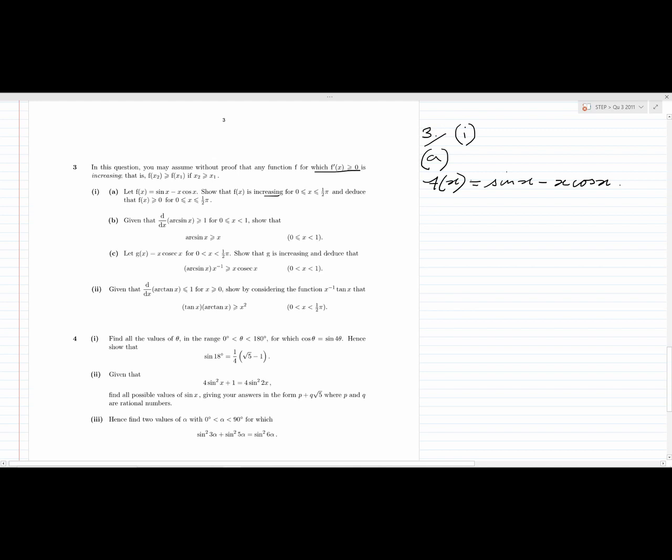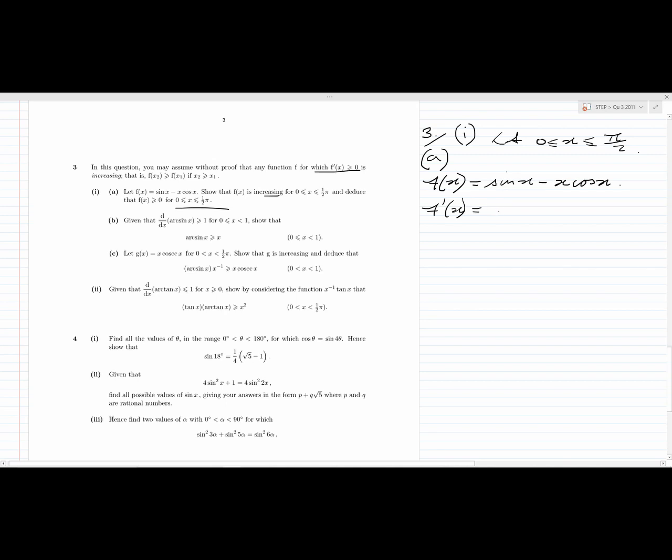So what we're going to do is calculate the derivative. But we're also going to bear in mind that x is going to be in this range, because that is important to consider. So we'll just put that there, x is greater or equal to 0 and less than or equal to pi by 2. Now, when we calculate this derivative, we should hopefully be able to prove that it's greater than or equal to 0, as it says here.